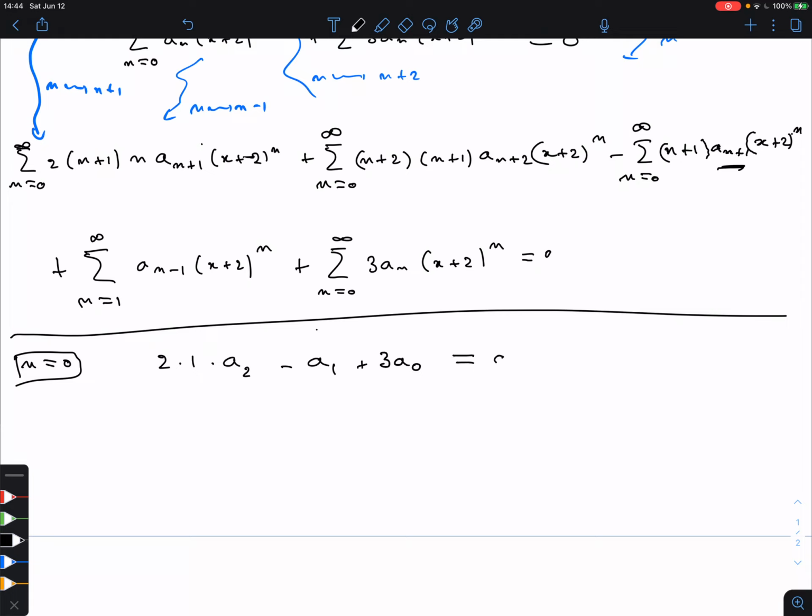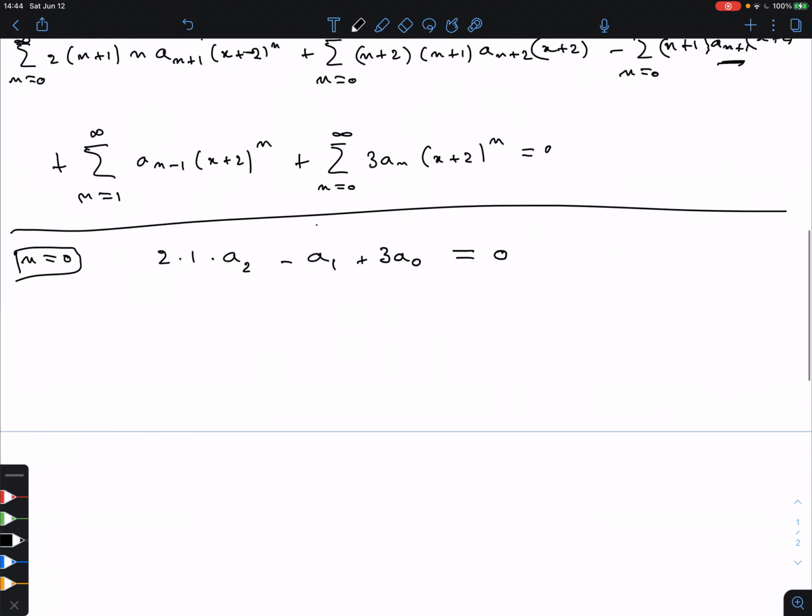Now what is this? Well, of course we know all these things always are 0, right? That's the whole point. These are power series that are actually 0 power series. That means all their coefficients must be 0. So we have here the first recursion, and that tells me what a2 is. So it tells me that 2 times a2 is equal to a1 minus 3 times a0.